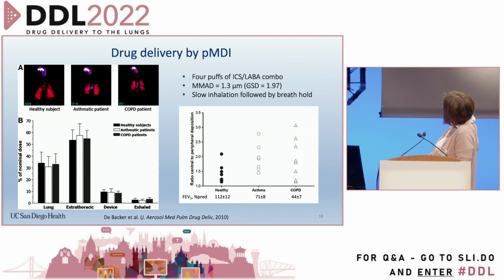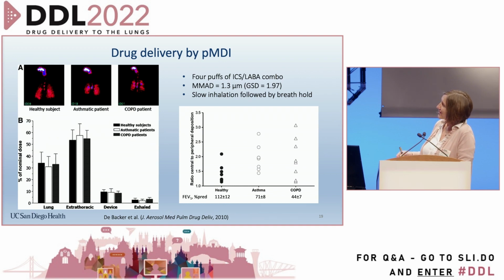And again, you can see that once you get to poor lung function, you get a widespread and very heterogeneous deposition within patients, even of the same type of disease, which makes delivering aerosol to the lung of patients a challenge, because you may have a completely different deposition pattern and then a different response to a drug.